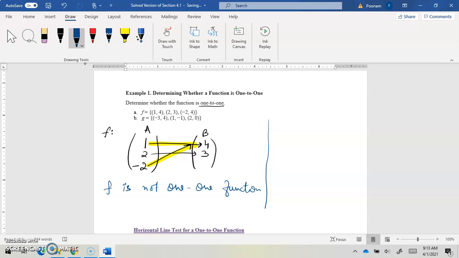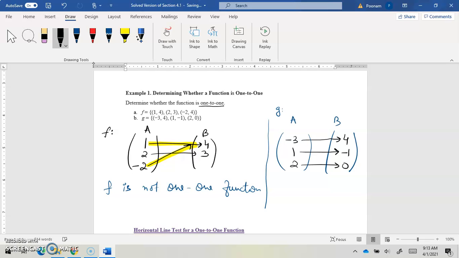Let's try G. G is from set A to set B. Let's name some random names for the sets. Negative 3 is related to 4. 1 is related to negative 1. 2 is related to 0. Now if you see here, every different element is related to a different image. So we will say G is a one-to-one function.